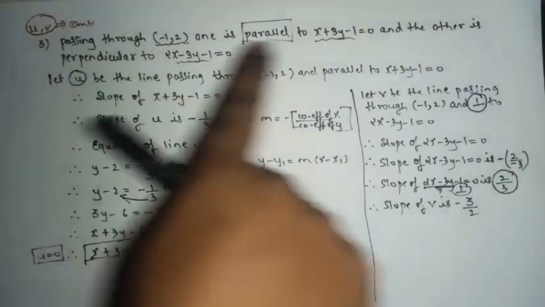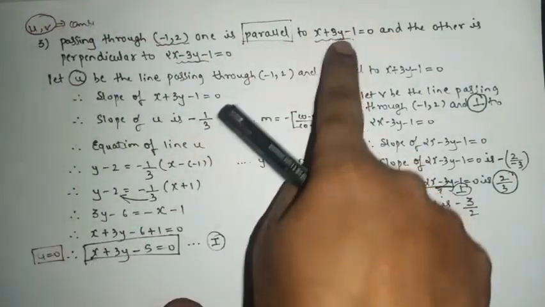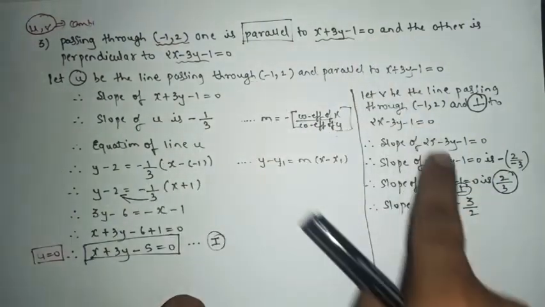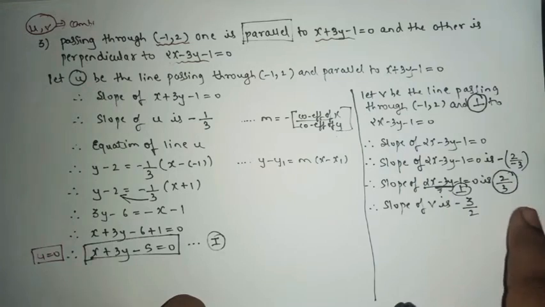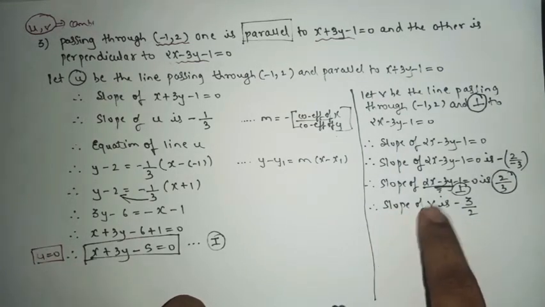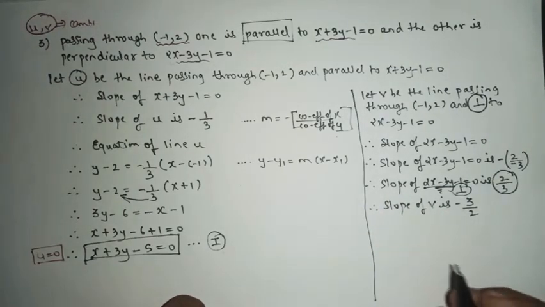Okay, so now listen here. So here u is what? It is parallel to this line, and v is what? It is perpendicular. So for u the slope will remain same, but for v it is perpendicular. So what I did, reciprocal with the opposite symbol. So slope of v, which is perpendicular to this line, is minus 3 by 2. So now we'll apply the formula, which one? y minus y1 equal to m times x minus x1.